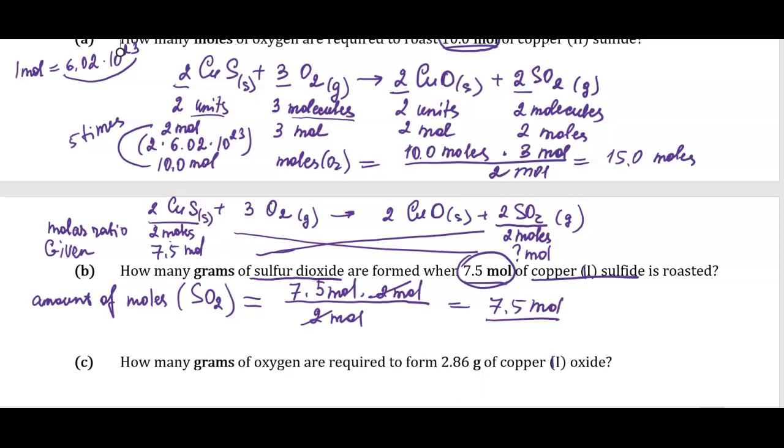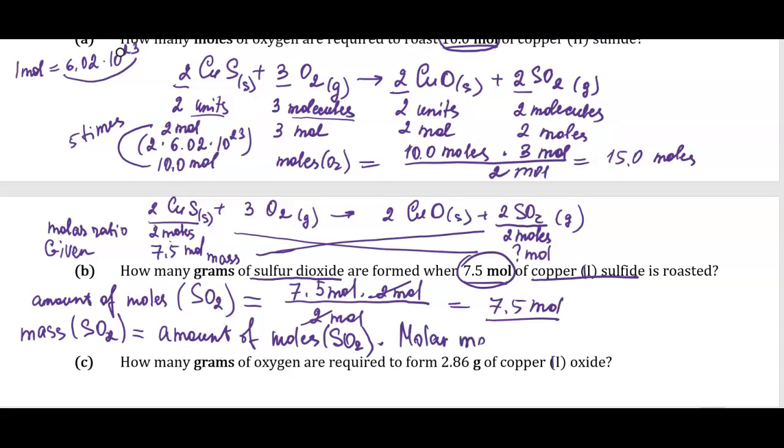So grams, this is mass, right? So to find the mass of sulfur dioxide, we need the amount of moles of sulfur dioxide multiplied by the molar mass of sulfur dioxide. And in the periodic table we can find atomic masses for sulfur and for oxygen, and calculate the molar mass for sulfur dioxide. So the amount of moles of sulfur dioxide will be 7.5 moles, and the molar mass of SO2 is 64 grams per mole.